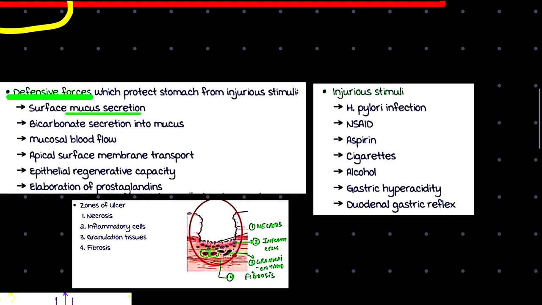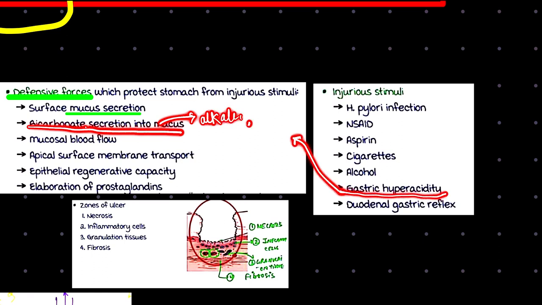As I mentioned, the imbalance between defensive force and injurious stimuli will cause peptic ulcer disease. Which of the following are defensive forces? As you can see, the bicarbonate secretion into mucus. This bicarbonate, it is alkaline in nature, right? Alkaline in nature. As you can see right here, gastric hyperacidity.